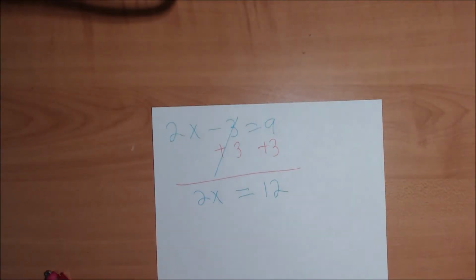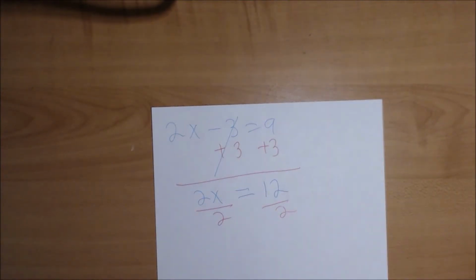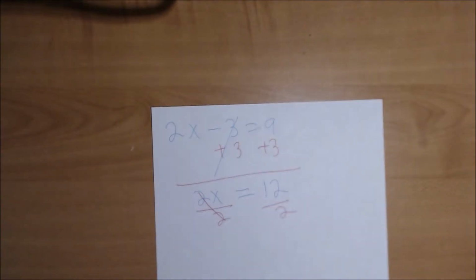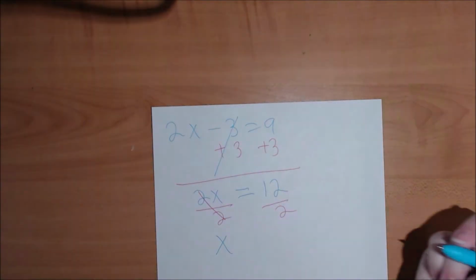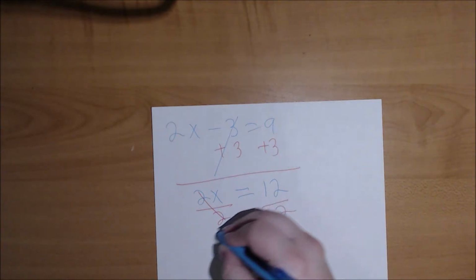And then I'm going to go ahead and divide each side by 2 to get rid of that 2 out front. So 2 divided by 2 is 1, so it leaves me with x, and 12 divided by 2 is, of course, 6. So x equals 6 on that one.